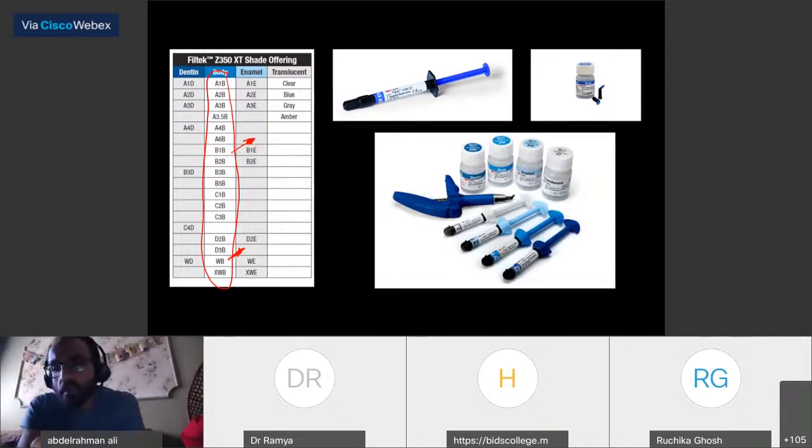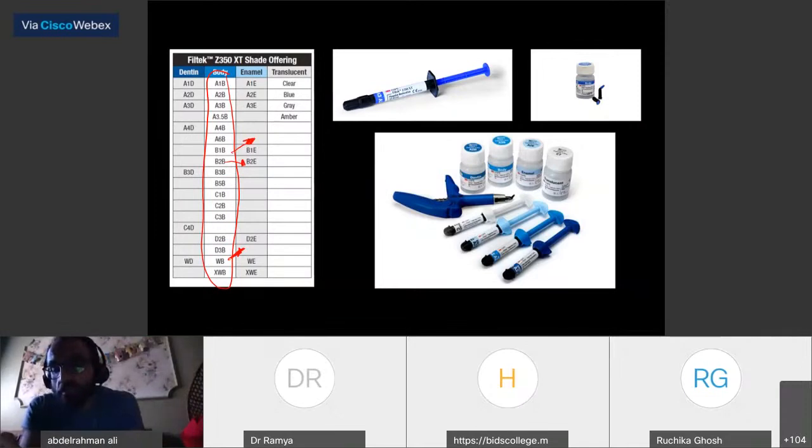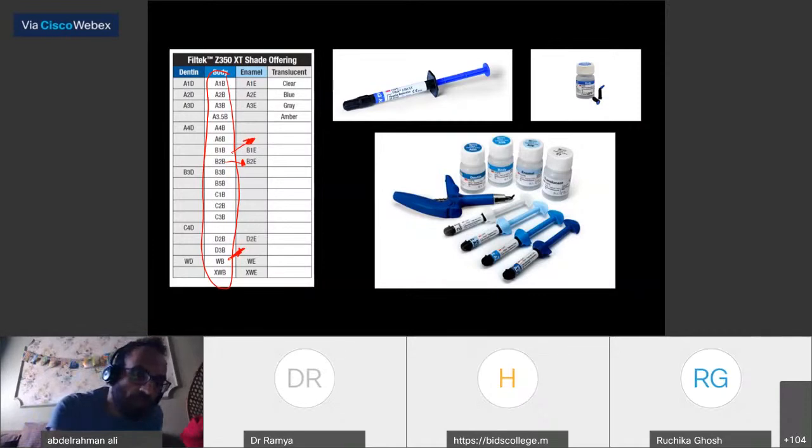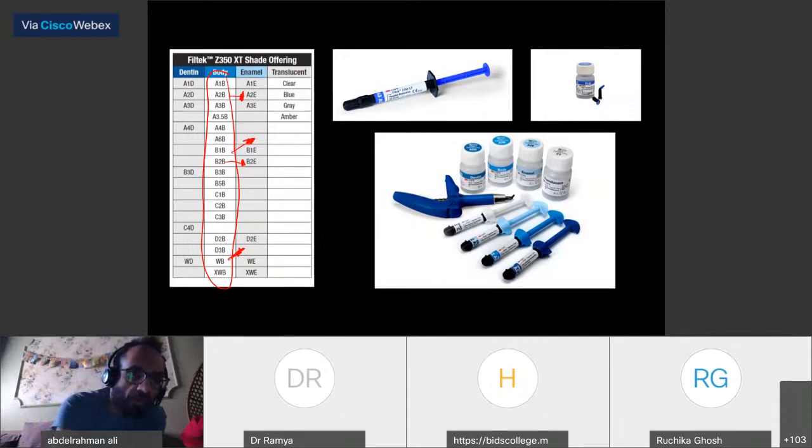If you're treating late 20s, early 30s or late 30s, you will go for B2. If you're treating an early 30s patient who is a little bit of a smoker, you will go for A2. I don't like the A shades too much, but A2. If you're treating a very heavy smoker or dark teeth, you will go for A3. Just 5 colors. You don't need all these.